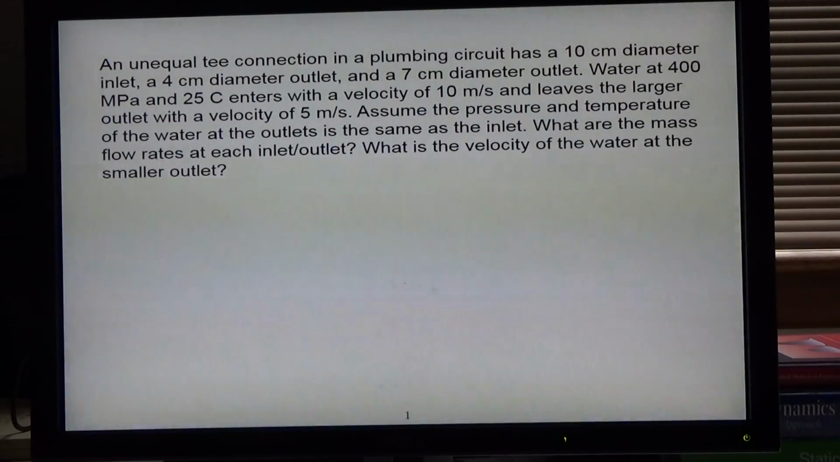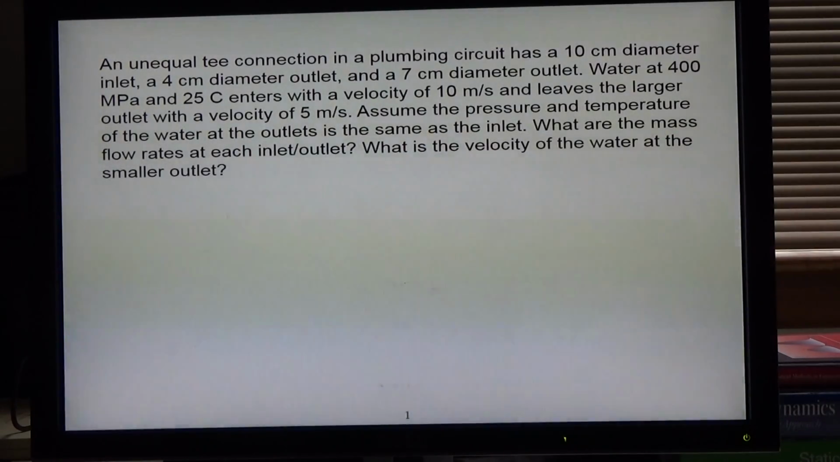Alright, I'm going to start off reading the problem statement. We have an unequal T connection in a plumbing circuit, has a 10 centimeter diameter inlet, a 4 centimeter diameter outlet, and a 7 centimeter diameter outlet. It says we have water at 400 megapascal and 25 Celsius, enters with a velocity of 10 meters per second, and leaves the larger outlet with a velocity of 5 meters per second.